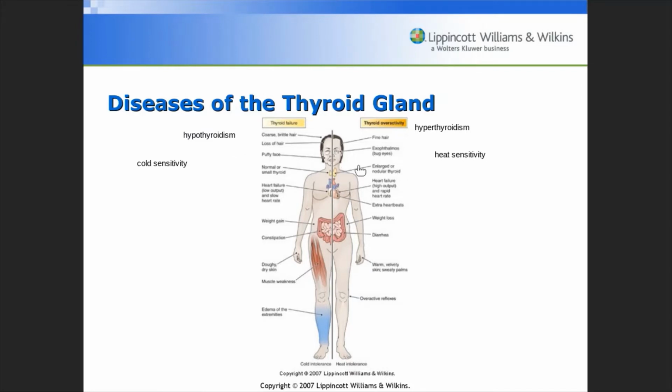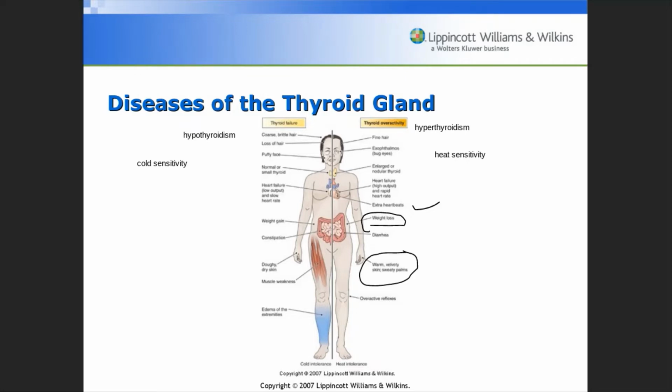Okay. Thyroid gland tendency to be bigger. Weight loss is important. That's key. Extra heartbeat is harder to see. Warm, velvety skin, typically that.